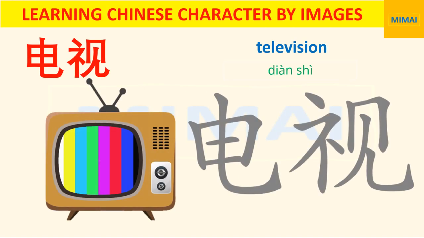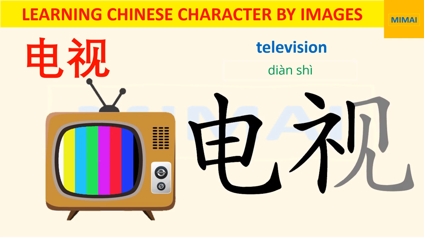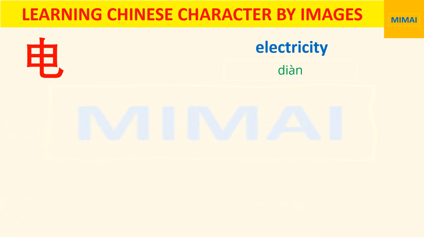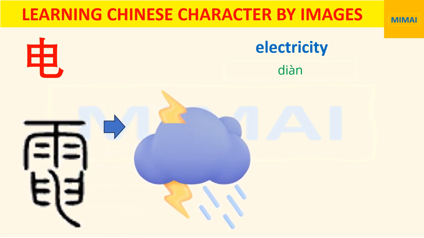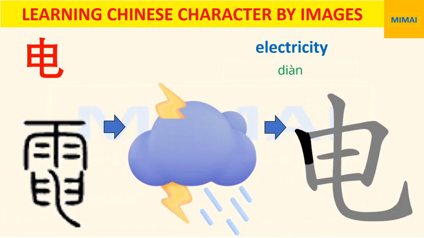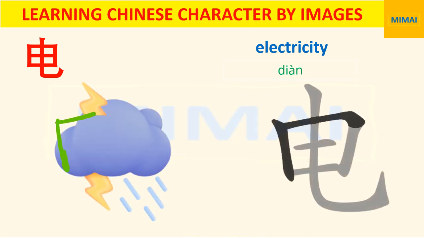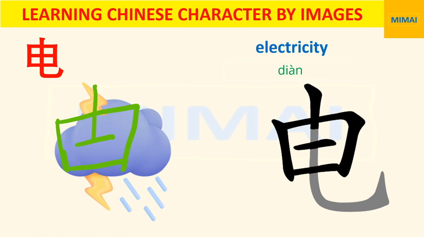Number 5. Television. 电视. Electricity. 电. This character looks like a cloud and thunder. It implies electricity. It is drawn with the square to represent the cloud. There is a thunder striking through that cloud.